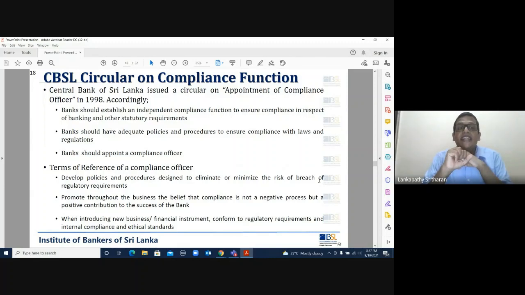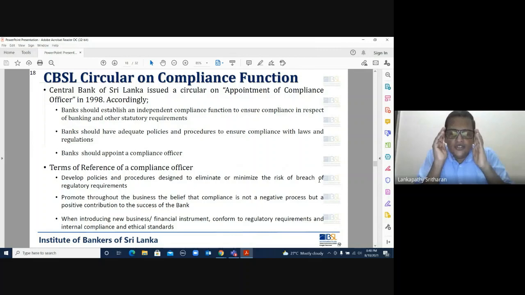Then they say that banks should establish an independent compliance function to ensure compliance in respect of banking and other statutory requirements. And banks should have adequate policies and procedures to ensure compliance with the laws and regulations. Banks should appoint a compliance officer. That is through the direction of 1998.